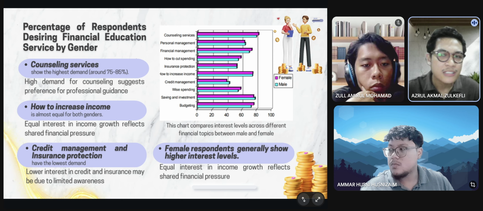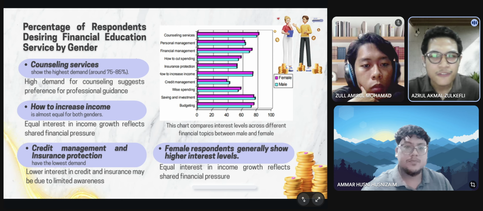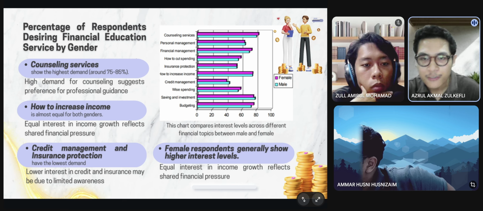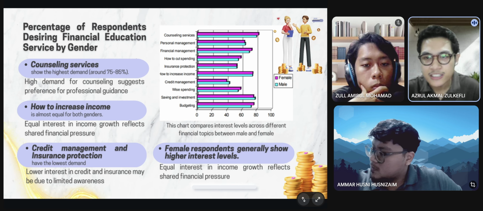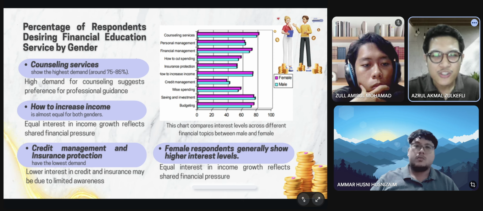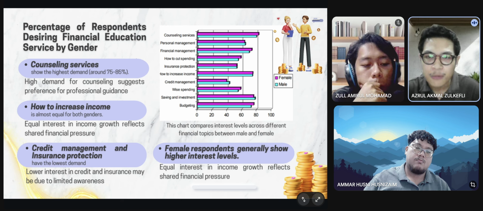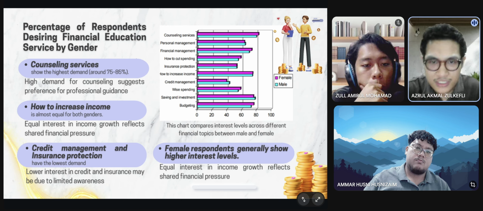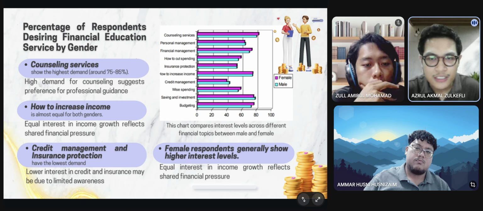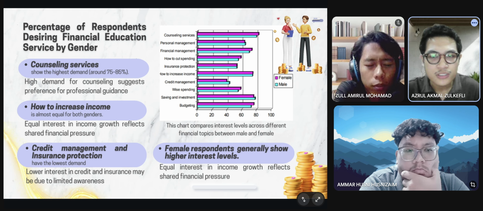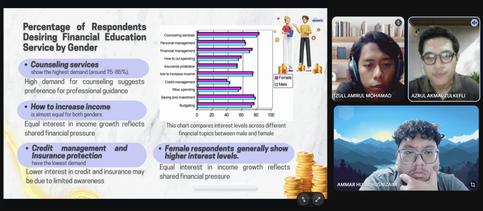Meanwhile, in how to increase income, the percentage of male and female respondents is approximately equal, both around 75%. The nearly equal percentage between male and female respondents shows that both genders share a strong motivation to improve their earning capacity. This trend highlights that income growth is a universal financial concern, relevant regardless of gender. It may also reflect the current economic environment where individuals face increasing living costs and challenges to sustain income.